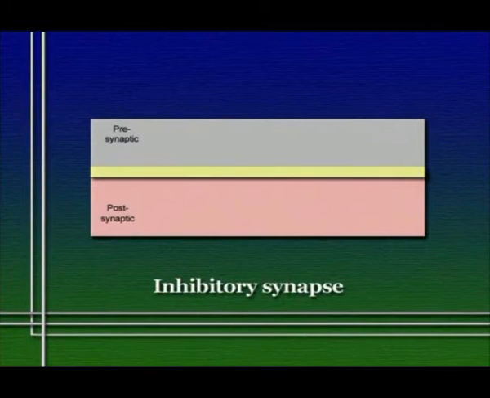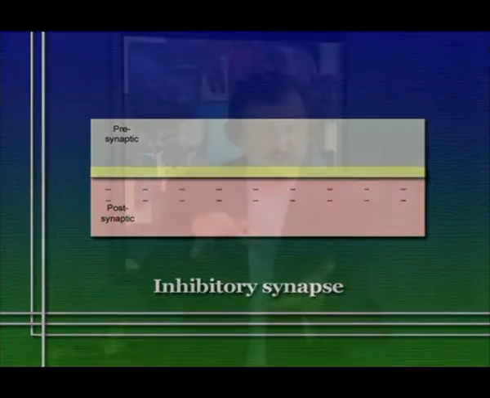Now, an inhibitory synapse does just the opposite. An inhibitory synapse will make the postsynaptic cell's membrane even more negative than the resting membrane potential. In other words, it takes it farther away from what would be the action potential's threshold level, and thus makes the second cell, the postsynaptic cell in the synapse, less likely to fire an action potential.